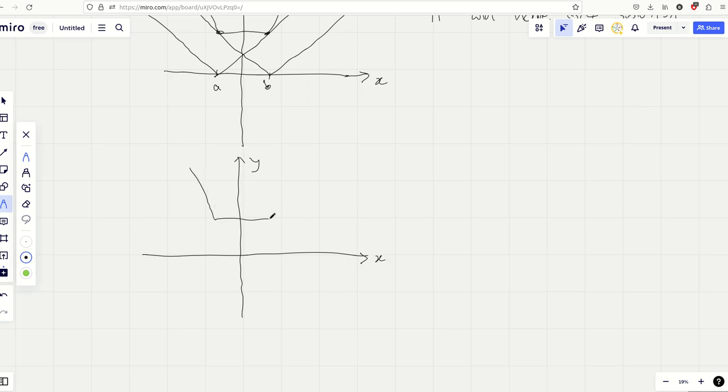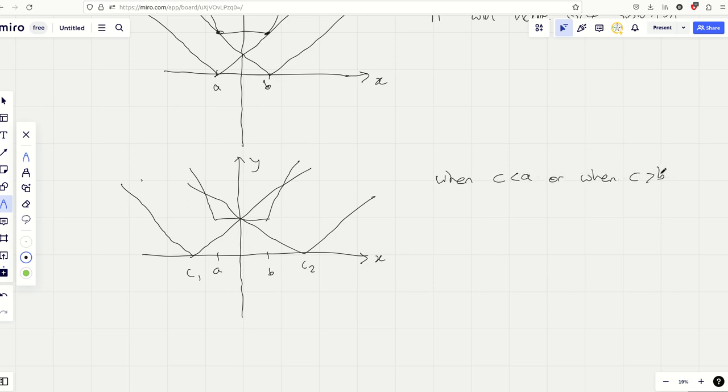Bucket shape again, and now let's have it over here. The gradient isn't as steep, but it could do something like that. Or you could have something over here. Same thing. Call them C1 and C2. Just point out when C is less than A or when C is greater than B, it will have two solutions.